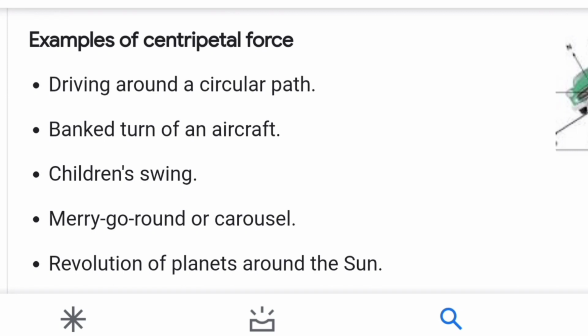Children's swing, merry-go-round, or carousel, revolution of planets around the sun. There it is. Revolution of planets around the sun. More theoretical stuff. At least they put that one last. So it's not gravity after all. It's centripetal force. Man, here we was thinking it was gravity.